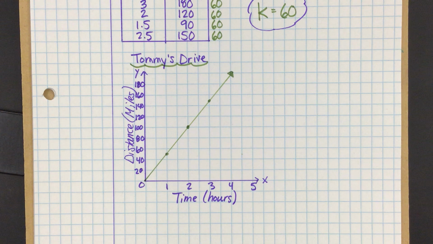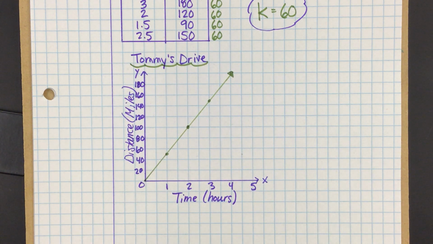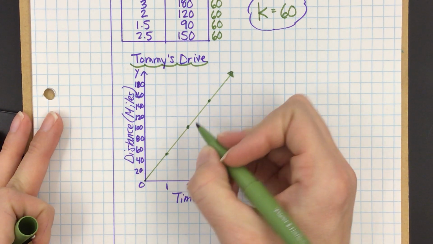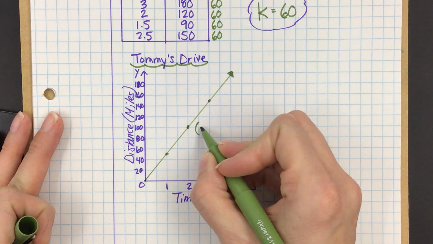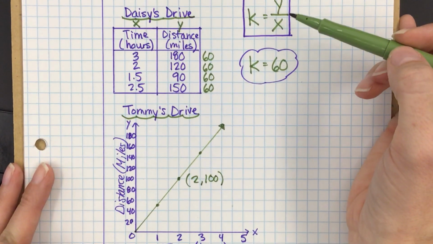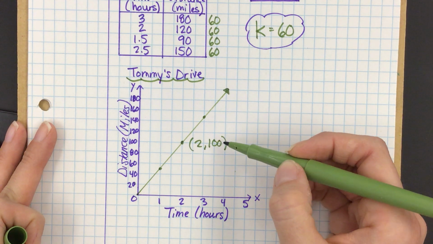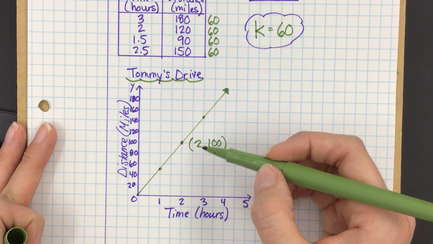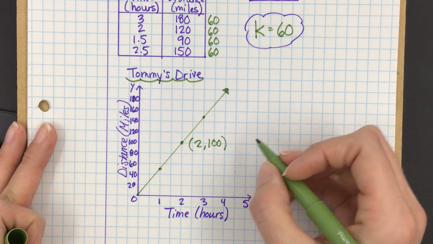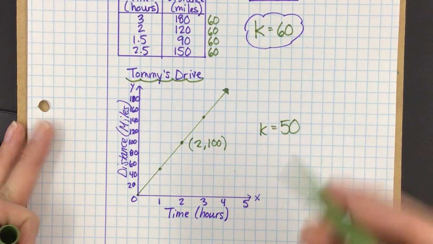Okay. But really, if it's hard to see the unit rate, all you need to do to find the constant of proportionality is pick one of the points where it crosses exactly at the crosshairs, like this point. This point is 2 and 100. And we can use our equation from above. We just divide the y by the x. So in this case, our y is 100, our x is 2. If we divide that, what's our constant of proportionality? Yeah, I heard it. 50. Okay, so the constant of proportionality here for Tommy's drive is 50.